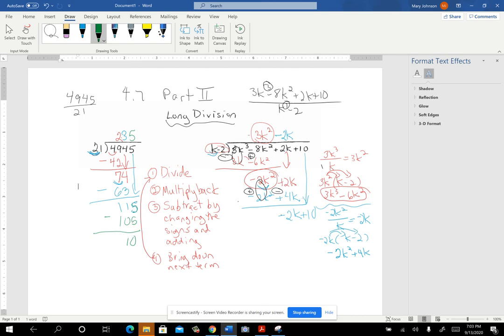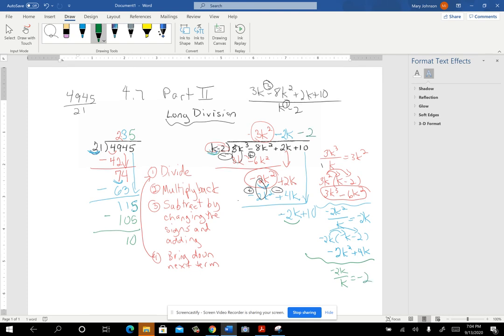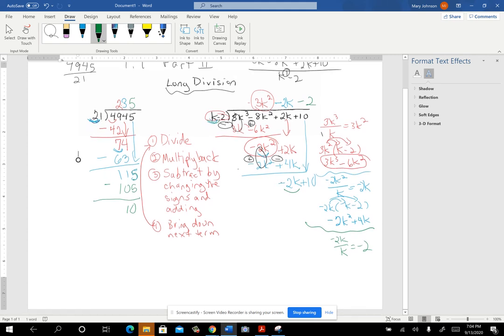Okay, so let's go over here and do that. So we're at the divide step. So we're going to take the k, and we're going to divide this k into the negative 2k. That's going to give me just negative 2. So I'm going to have minus 2 right here. Okay. Now when we multiply back, we get a negative 2k plus 4. Okay.